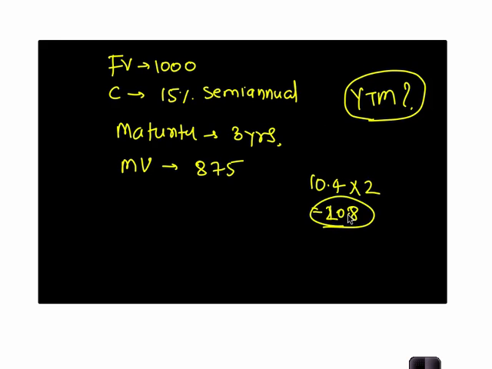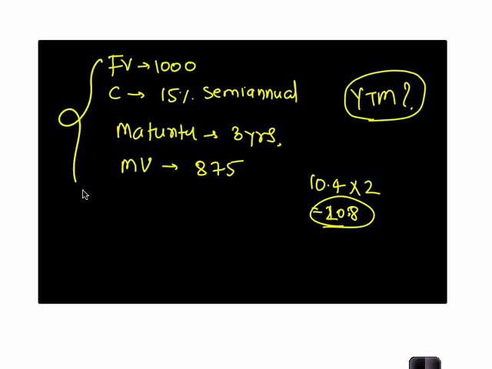And if you felt 10.4, you could have always cross-checked that this bond is actually a discount bond. Market value is less than 1000, so YTM has to be more than coupon. So 10.4 was an impossible answer. Making sense?